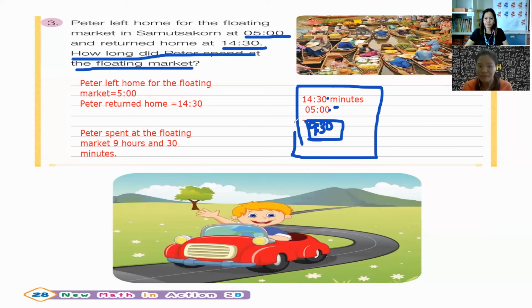9 hours and 30 minutes. Okay, or you can use another method, which is to count the numbers on the clock. Okay, do you understand, right?